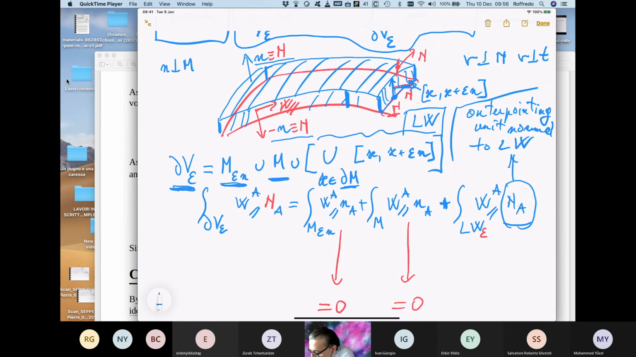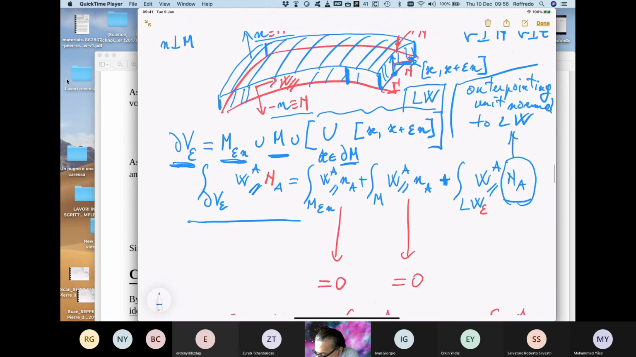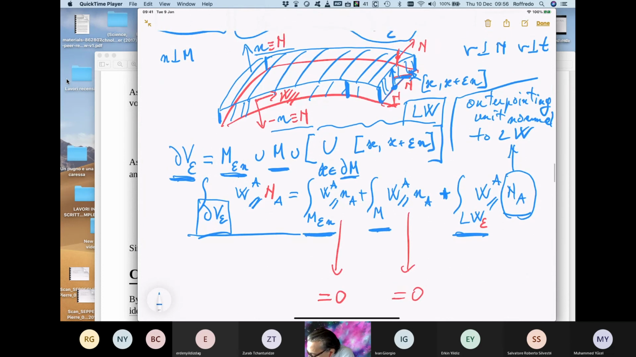Very well. Now let us make the flux of W parallel, W_A parallel N_A, this flux there. We split the boundary of V epsilon into its faces. The top face is M epsilon n. The bottom face is M. The lateral wall is LW epsilon. Okay?